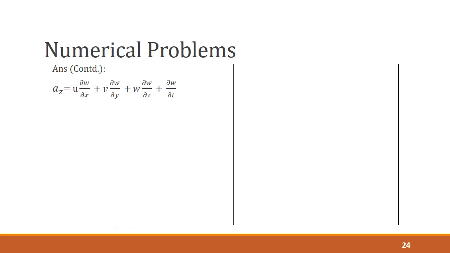AZ is U ∂W/∂X plus V ∂W/∂Y plus W ∂W/∂Z plus ∂W/∂T. U, V and W are known to us. Now for partial differentiation, we need to consider only W over here.